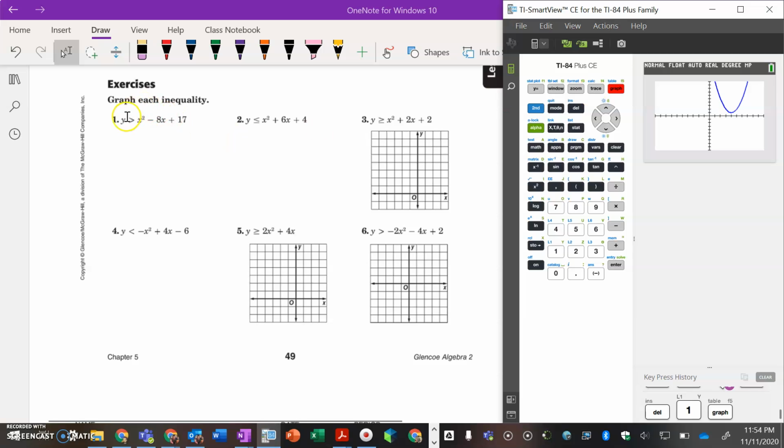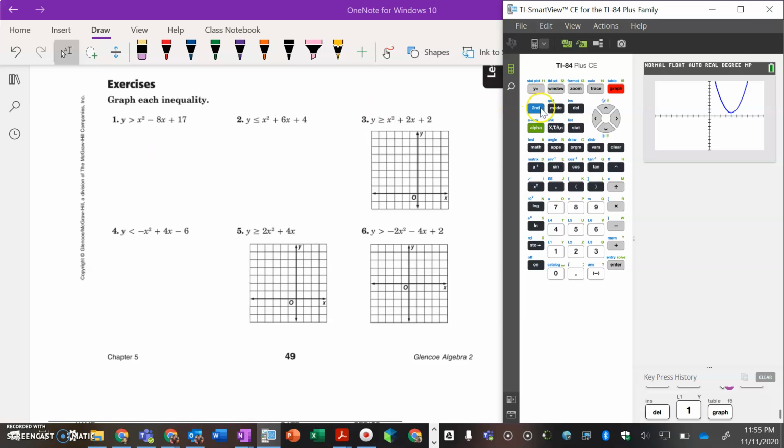Now the inequality is greater than. So instead of using a test point, I just want you to consider again, because we have a parabola that opens up and because we're thinking about values above or greater than the parabola, we're going to shade technically inside and above the parabola. Not only that, it should be a dashed curve as opposed to a solid because the inequality is simply greater than. So let's see how this unfolds.